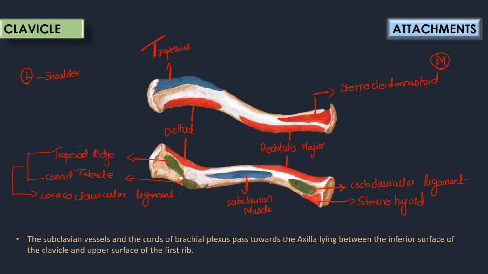A note to mention, the subclavian muscle, the vessels, and the cord of the brachial plexus pass towards the axilla between the inferior surface of the clavicle and the upper surface of the first rib. The subclavian muscle here acts as a cushion.